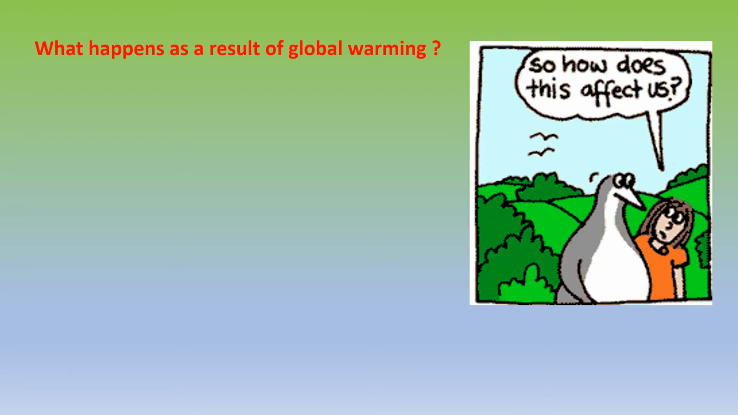Students, in Lesson 1, we already have come to know what is global warming. And we also know the cause of global warming. That is, the gradual increase in the Earth's temperature caused by high levels of greenhouse gases in the atmosphere is the main reason of global warming. But do you know what happens as a result of global warming? How does this affect us?